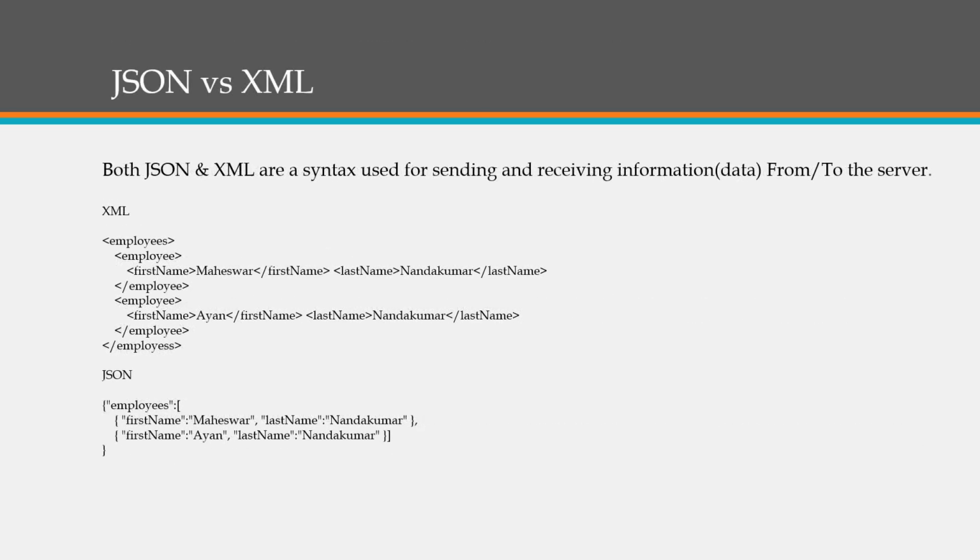Okay, so now JSON and XML. Both JSON and XML are syntaxes used for sending and receiving information or data to and from the server. I have provided some data in the XML format and in the JSON format. But if you look closely, the data contained is exactly the same. It is just that the syntax is different.